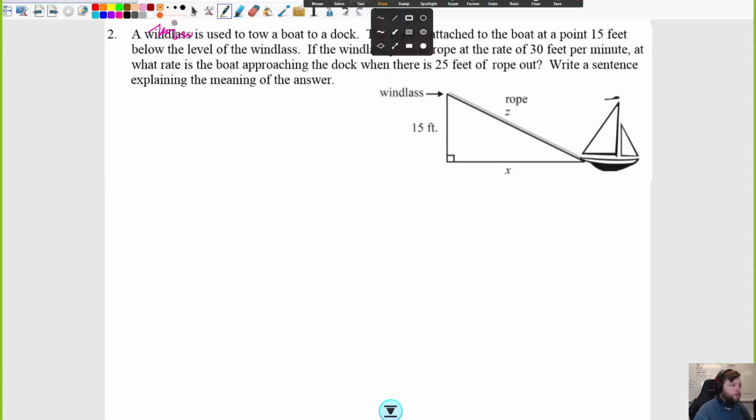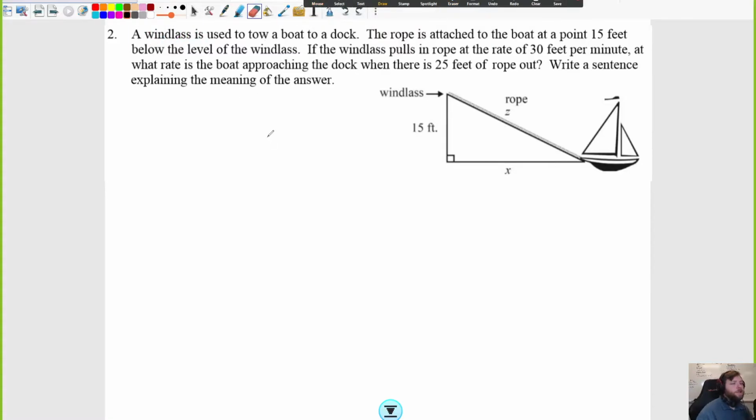A boat. A boat. Is used to tow a boat. Oh, what is a windlass? Oh, it's just like a thingy right up here. That's not even the whole boat. Never mind. I don't know what a windlass is.